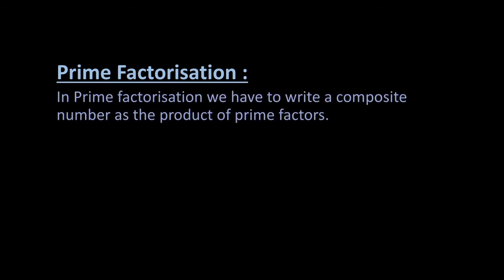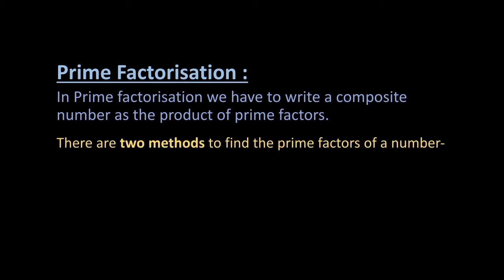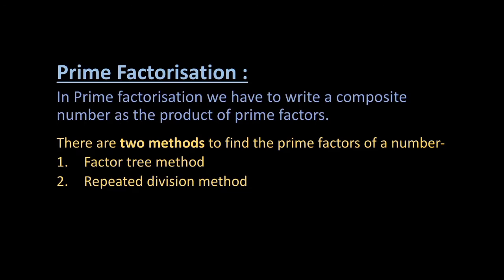In prime factorization we have to write a composite number as the product of prime factors, or we can say that in prime factorization we have to convert a composite number into a product of prime numbers. There are two ways to find the prime factors of a number: the first one is the factor tree method and the second one is the repeated division method. Here we will discuss these two methods with the help of examples.